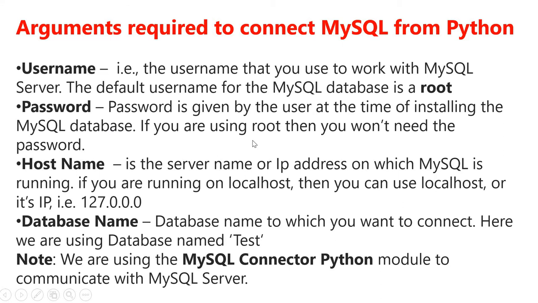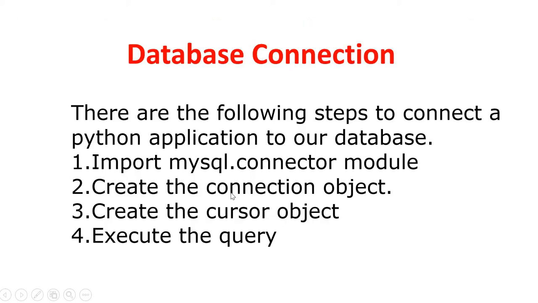If you are using root, then you won't need the password. Here I'll be using the password 12345. Host name. It is a server name or IP address on which MySQL is running. If you are running on localhost, I have given the localhost here. Then you can use localhost or an IP address, this 127.0.0.0. And database name. Database name to which you want to connect. Here we are using database name test. I have taken test as the database. We are using the MySQL connector Python module to communicate with MySQL server.